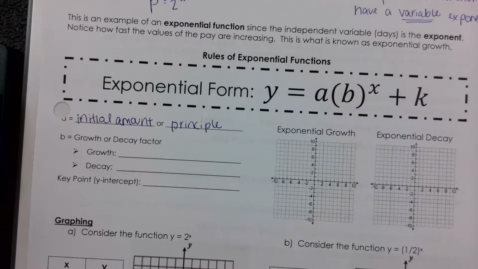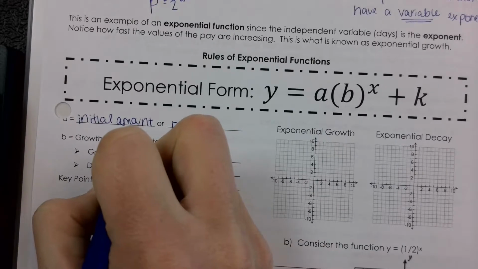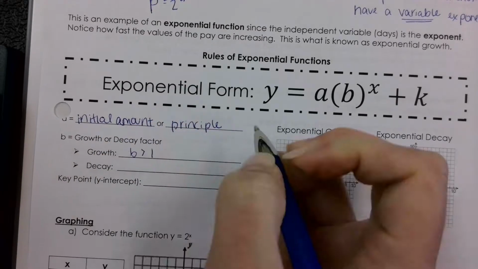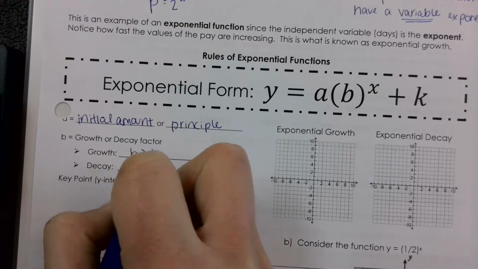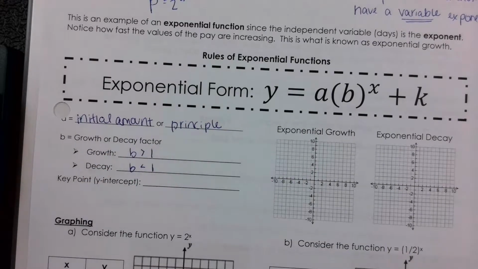Then inside parentheses, we have your growth or decay factor. That's just telling you how big it's getting or how small it's getting and how quickly. If it's growth, that b value is going to be bigger than 1. If it's decay, that b value is going to be less than 1, and it's really going to be between 0 and 1. It's not going to go negative. You just need to know that growth is bigger than 1, decay is less than 1. Is that okay? Question?